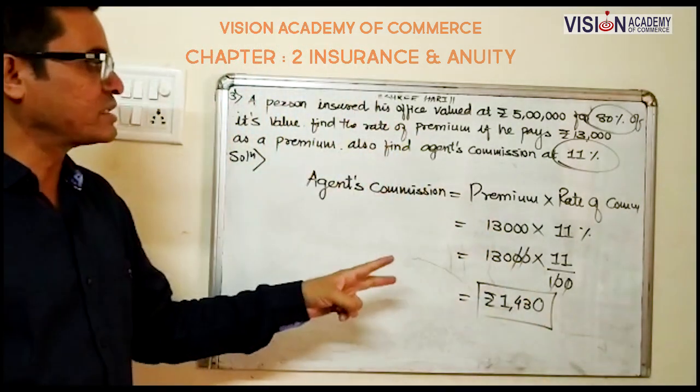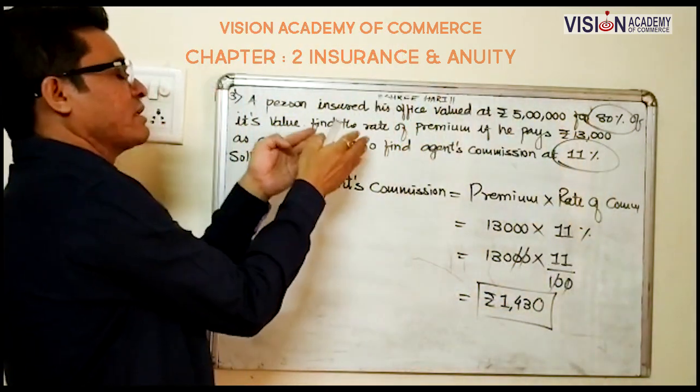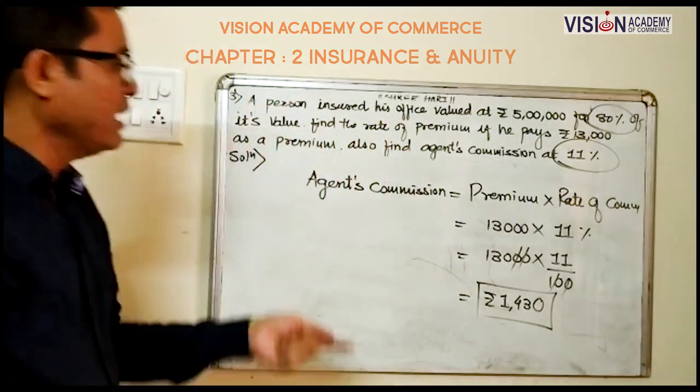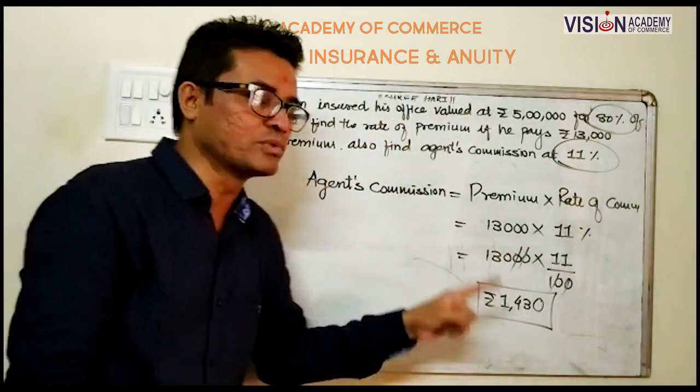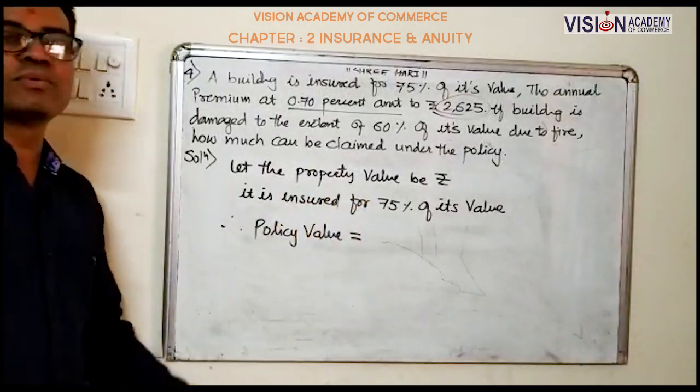So in this question, premium is already given. We found the rate of premium is 3.25% and agent's commission is rupees 1,430. Now your fourth question, question number 4.